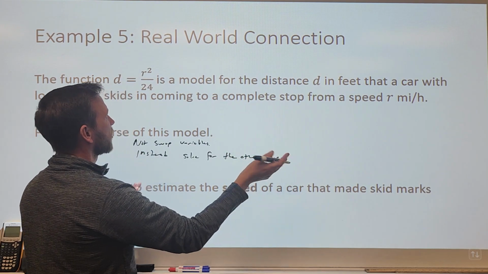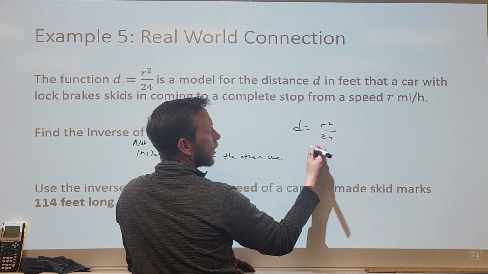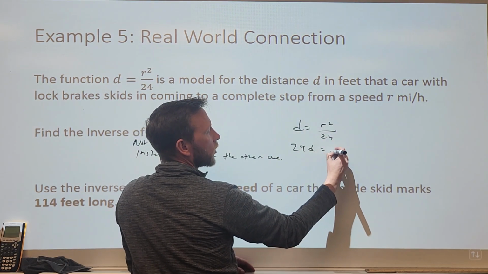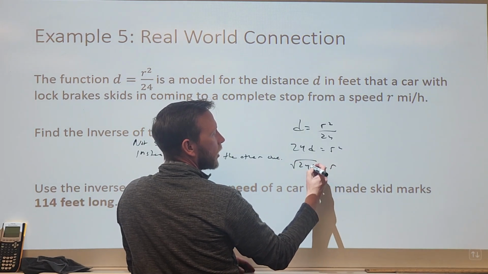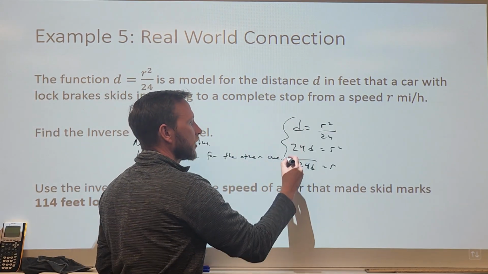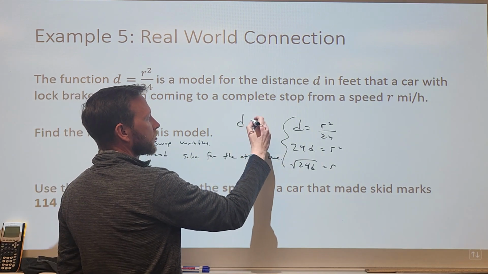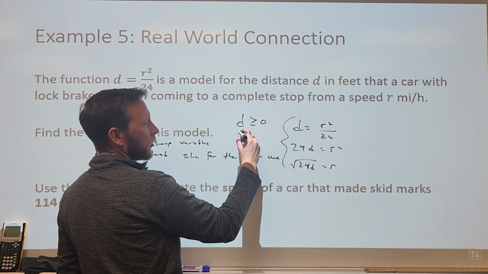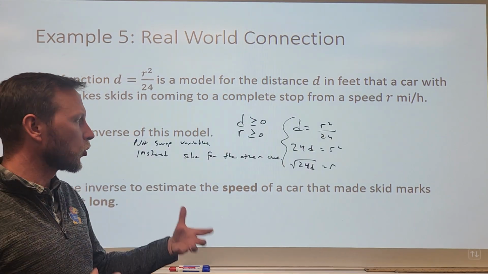I know that sounds silly, but if d is equal to r squared over 24, then let's multiply both sides by 24 to get r squared, and then let's take the square root on both sides. Now there's a couple things that I'm going to ignore. The first is, in this situation, the distance required to stop has to be bigger than or equal to 0. The rate has to be bigger than or equal to 0. So these are some assumptions that we're making about this real world situation.